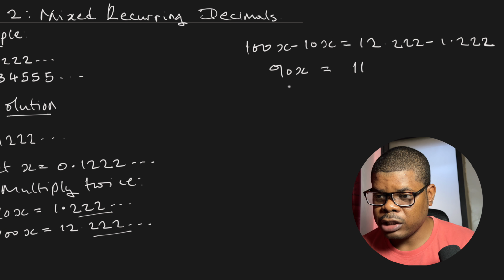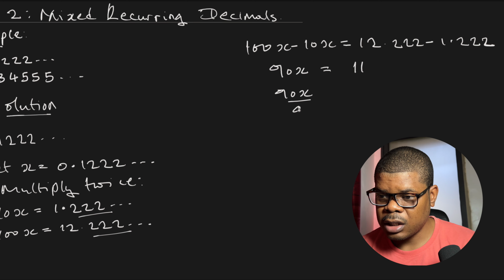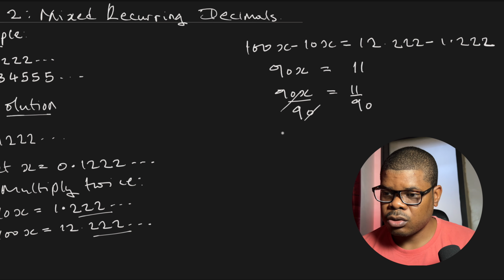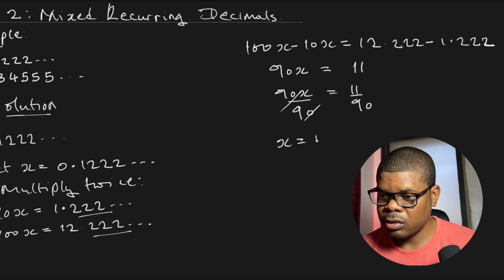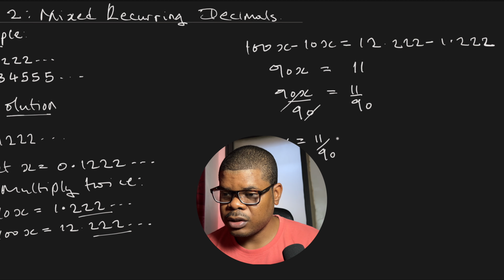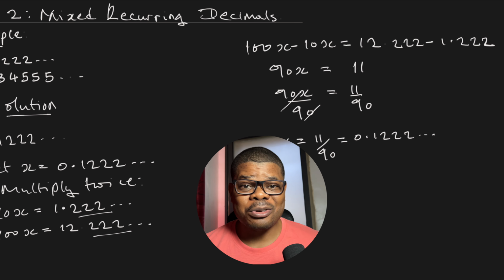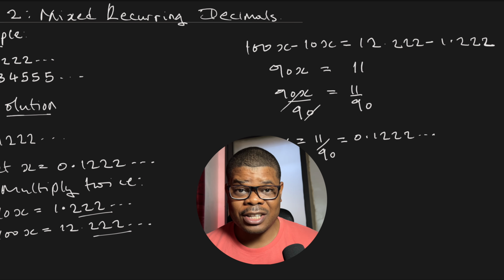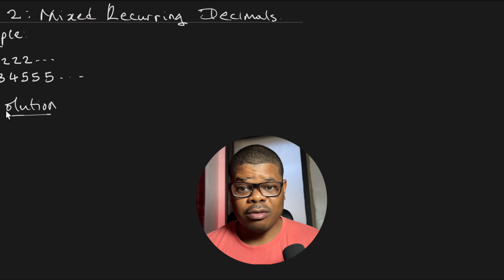So when we divide both sides by 90, that's 90x over 90 equal to 11 over 90. So we have x equal to 11 over 90, which is the same thing as 0.1222. So you can check it with your calculator to find out if that is what we really have. All right, so let's move on to the next one.